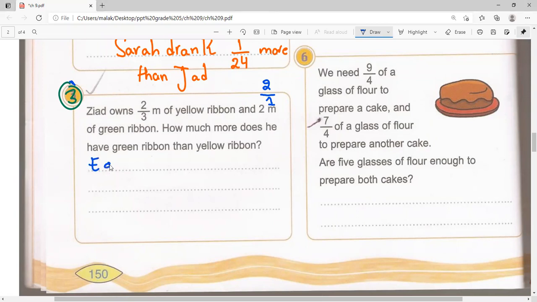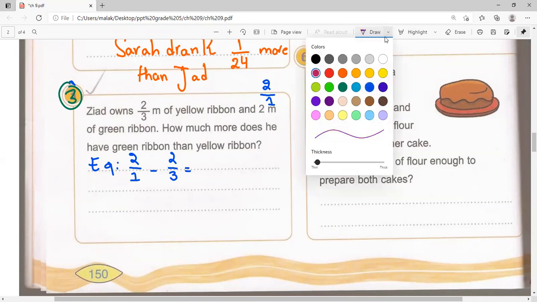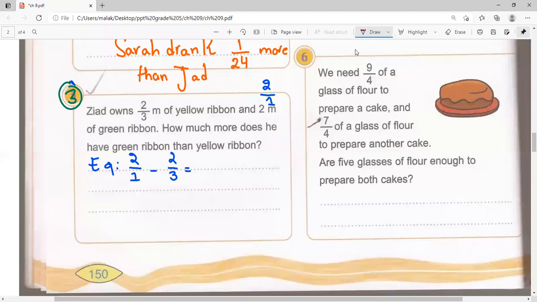Now let's find their difference. So 2/1 minus 2/3. How do we subtract them? We should make the denominators the same. So how will we find it? We should write the multiples. What is the common multiple between table 1 and table 3? It's 3. So I will write over 3.